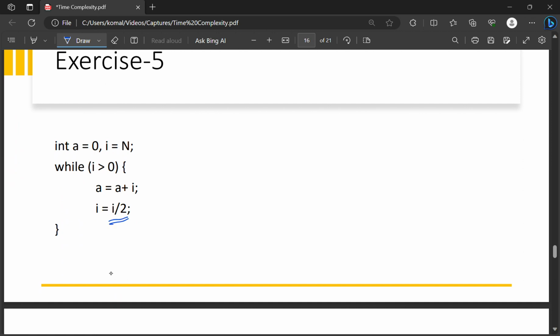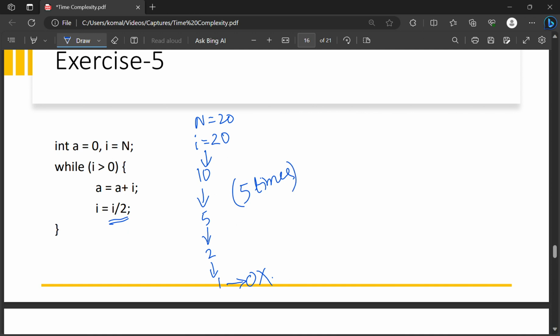How many number of times this is getting done? It is like our binary search. Every time the I value is becoming half. Suppose if you take n equal to 20, first I will be 20, next it becomes 10, next it becomes 5, next it becomes 2, next it becomes 1, next it becomes 0, and there it stops. So how many number of times it is doing? 5 times. This kind of example I have explained in logarithmic time complexity. The time complexity of this exercise is big O of log n.